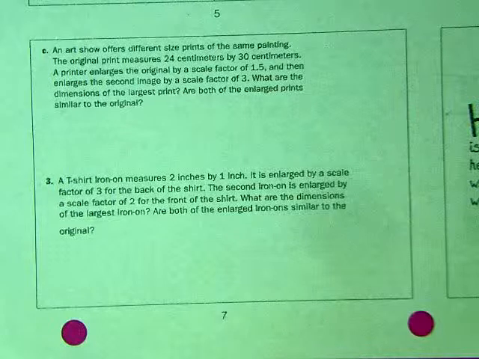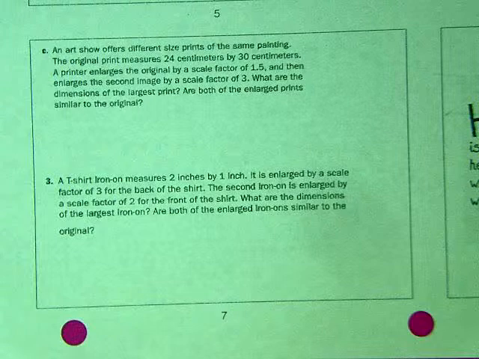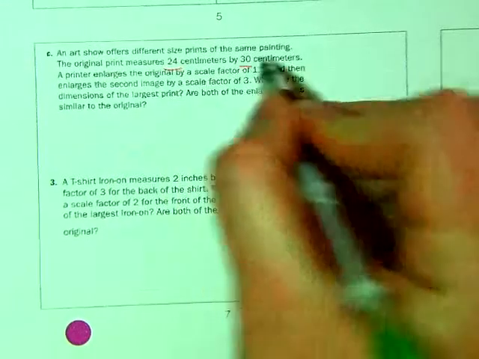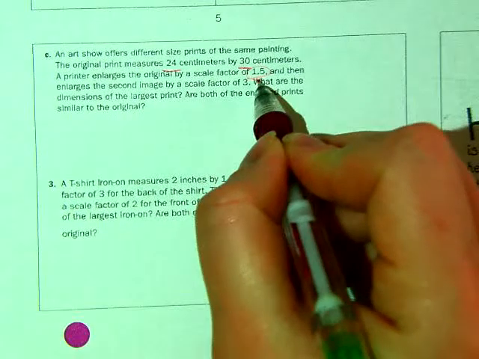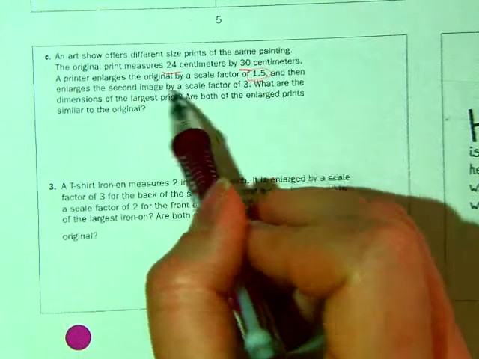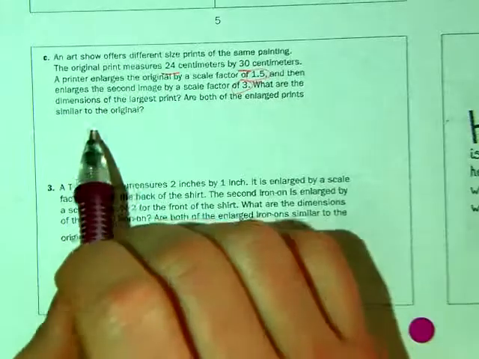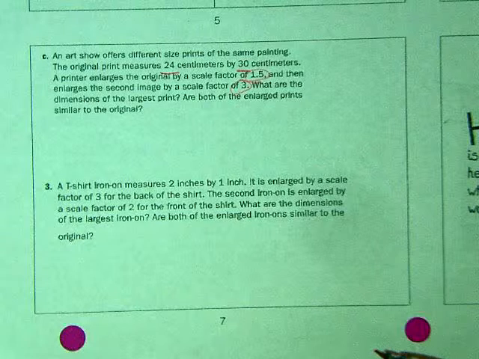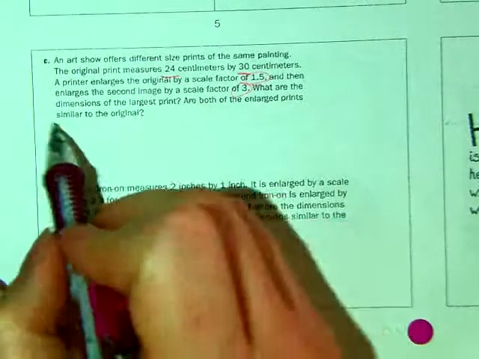So on slide 7, a couple word problems. An art show offers different size prints of the same painting. The original print measures 24 by 30. The printer enlarges the original by a scale factor of 1.5 and then enlarges the second image to a scale factor of 3. So it gets bigger and then bigger again. What are the dimensions of the largest print? Are both of the enlarged prints similar?